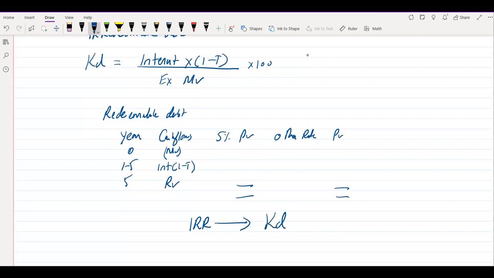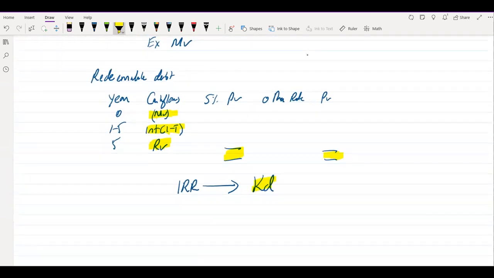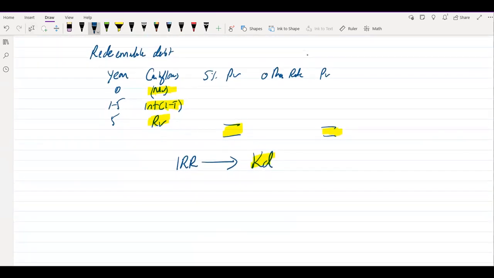Remember a few points. Whenever you have to calculate IRR, to calculate Kd, put the market value as a negative number. Take the after-tax value of interest. Then write the redemption value. First discounting at 5%, second discounting at another rate, and then calculate the Kd. So let me explain with the help of an example.